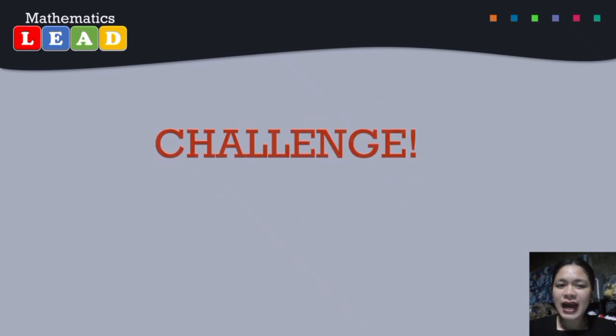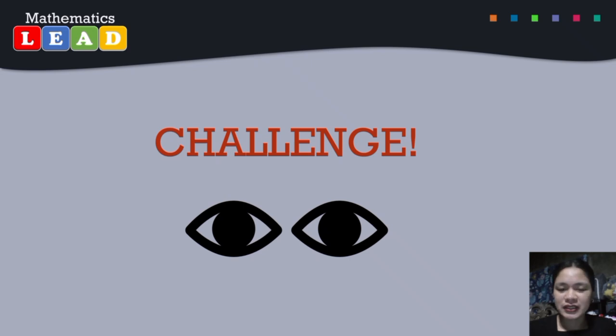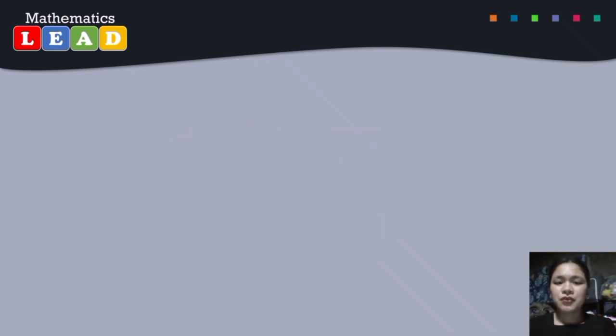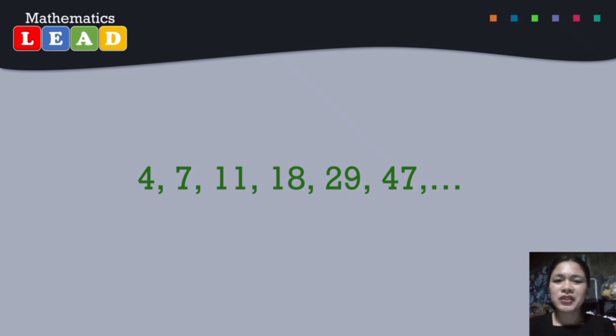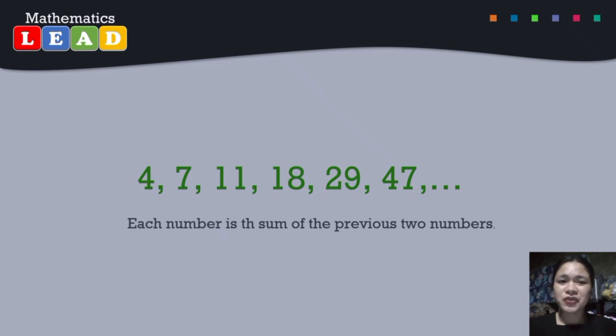Now, let's analyze something more challenging. Look closely. So now, think about the rule. What could be happening here? Type your answer in the chat box. So, each number is the sum of the previous two numbers. Excellent effort on this rule, and this activity trains your critical thinking.